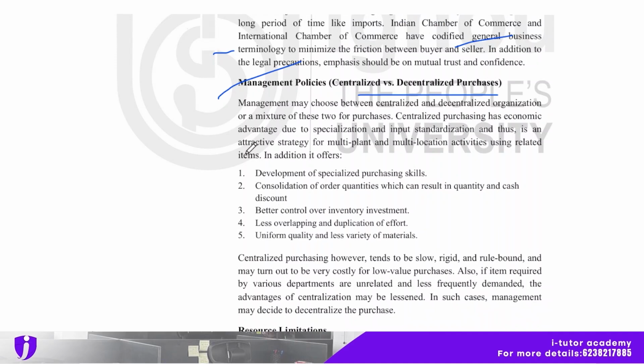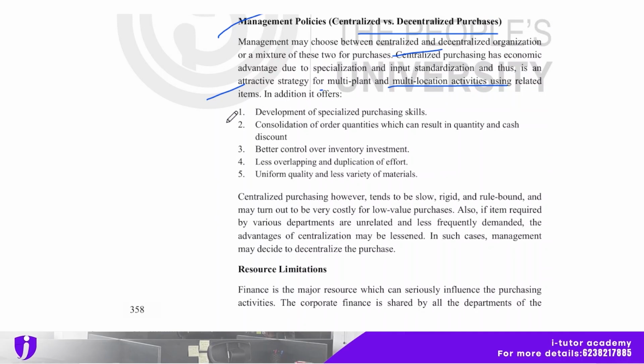And management policies, that is centralized versus decentralized purchases. Management may choose between centralized and decentralized organization or a mixture of these two for purchases. Centralized purchasing has economic advantage due to specialization and input standardization, and this is an attractive strategy for multiple plant and multiple location activities using related items. In addition, it offers development of specialized purchasing skill, consolidation of order quantities which can result in quantity and cash discount, better control over inventory investment, less overlapping and duplication of effort, and uniform quality and less variety of materials.